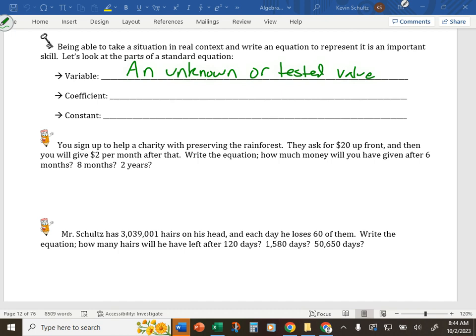Okay, a coefficient. What's a coefficient? Where is it in the equation? What's its role? You go. Like the thing that multiplies it. Okay, so it's the number before a variable and it's how many variables you have. I should say how many of the variable, not how many variables. How many of the variable you have.